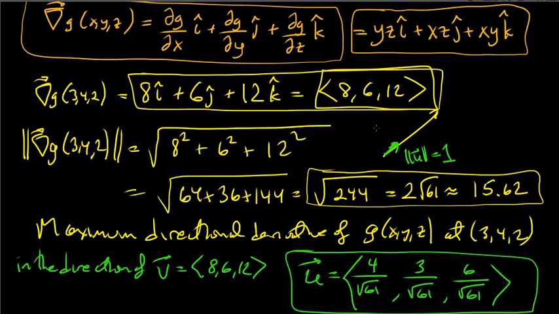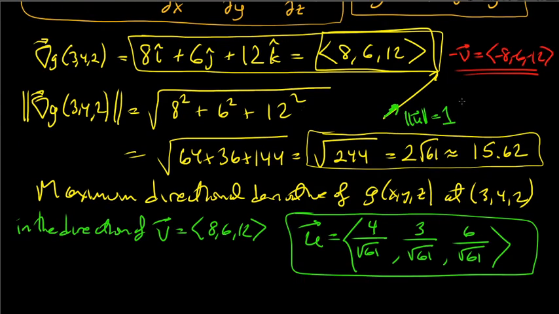And if you want to decrease your temperature, if you want to go in the coldest direction, well, then just flip it around. Take negative v, so negative 8, negative 6, negative 12. If you go in that direction, you're going to end up in the coldest region, with the maximum decrease of the temperature.